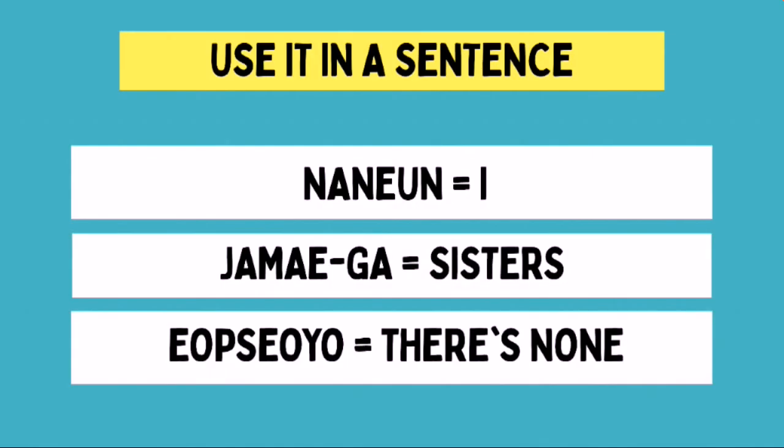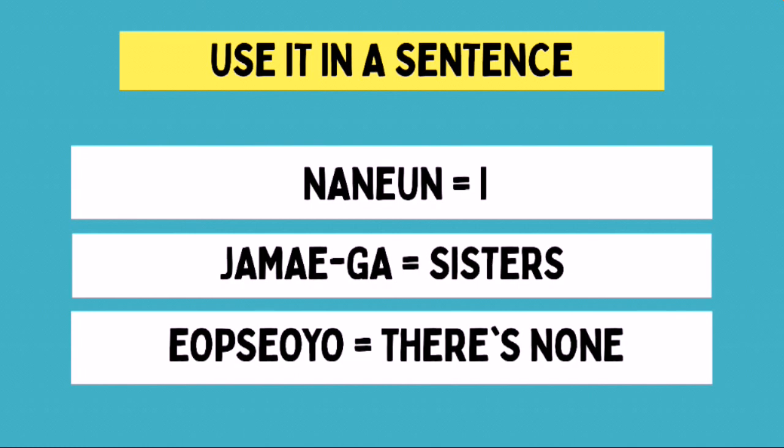The first part of the sentence is 나는. Na means I and nun is just a subject particle added to na. The second part of the sentence is 자매가. 자매 means sisters and ga is just added to indicate that this is an object. And the last part of the sentence is 없어요. This is already discussed in this channel, and we know that it means there is none.